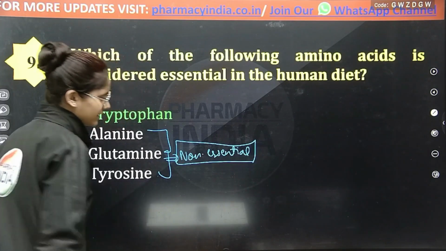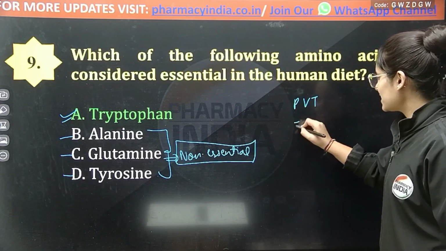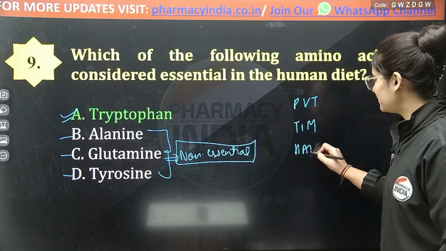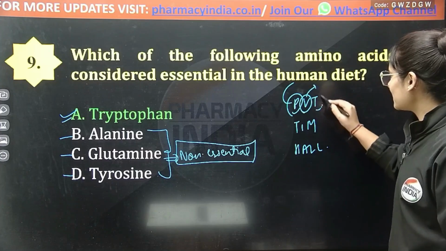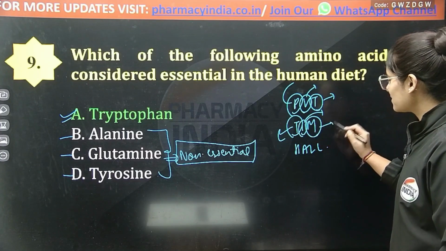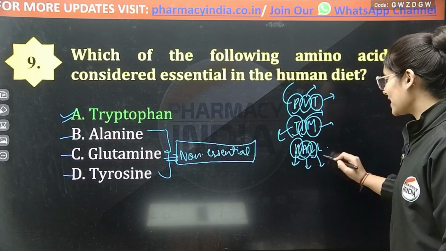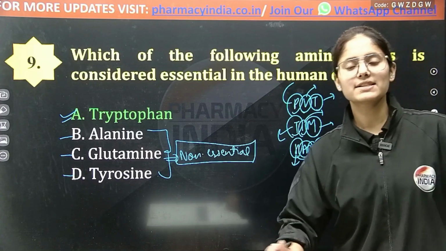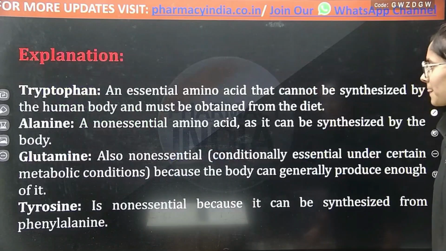You can learn the essential amino acids with a simple trick. The trick is "Private Tim Hall." Clear? P stands for phenylalanine, V means valine, T means tryptophan, T means threonine, I means isoleucine, M means methionine, H means histidine, A means arginine, L means lysine and L means leucine. These 10 amino acids are considered essential in the human diet because they cannot be formed within the body. Clear? Next question.